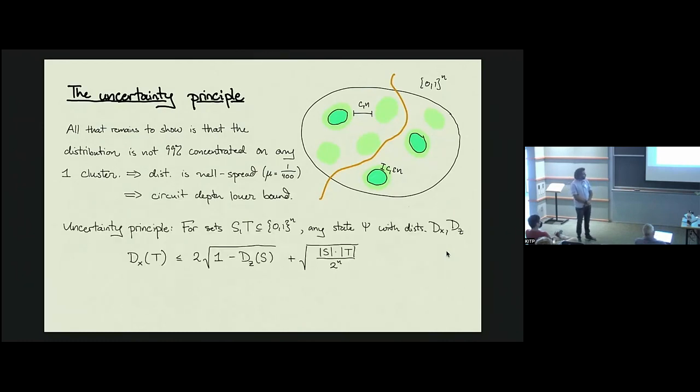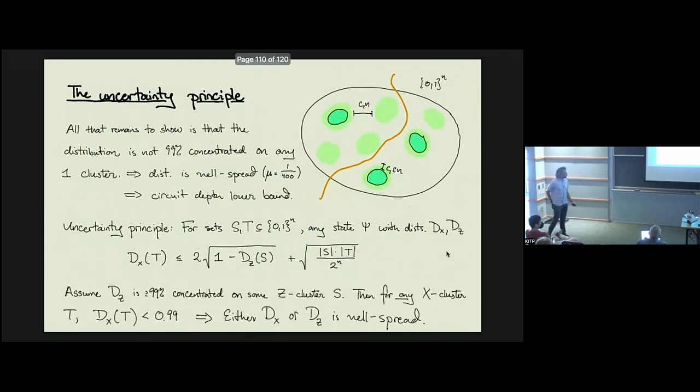The uncertainty principle has many different ways to be stated, but here's one: for any two sets S and T, if your state has a lot of mass when measuring the Z basis on S, then the amount of mass it has on T is small, and the amount it falls off by is the inner product of the sizes of S and T. So what we're going to show is that you can't be concentrated in both the Z basis and X basis on clusters. And that's pretty simple to show.